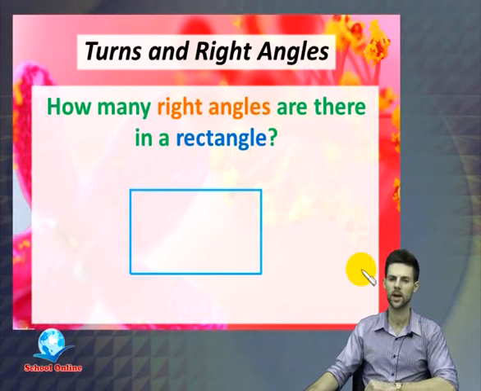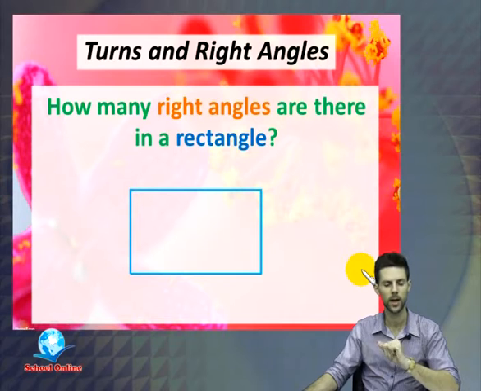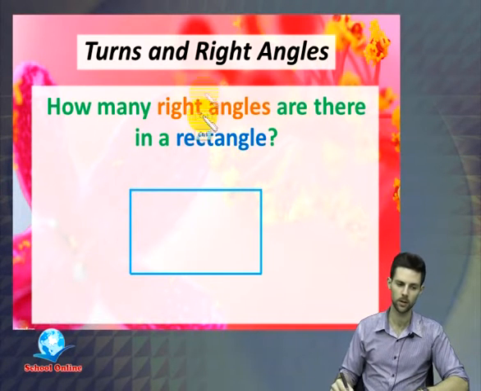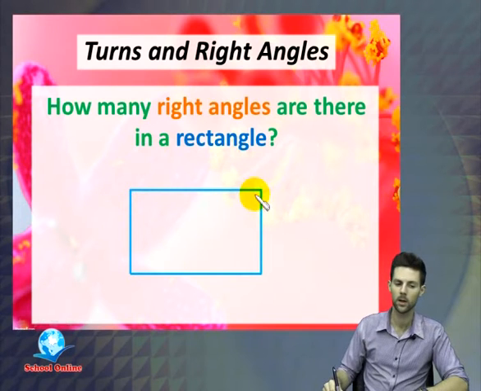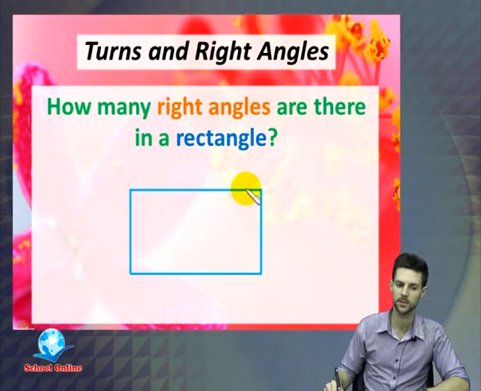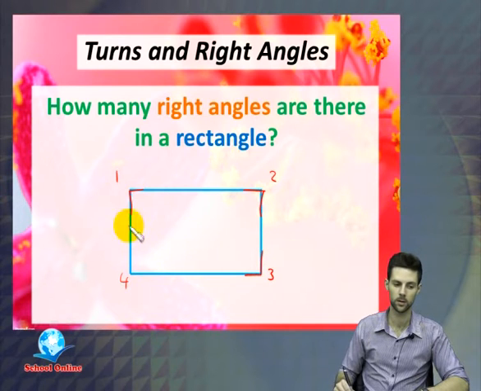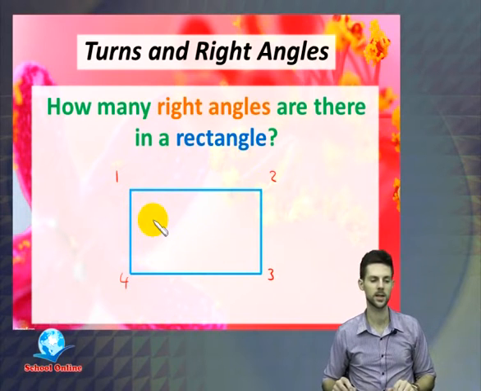How many right angles are there in a rectangle? How many right angles? What do you think? Well, let's have a look. Here is a rectangle, and in the corners we have 4 angles where the lines meet. We have an angle here, an angle here, an angle here, and an angle here. 1, 2, 3, 4 angles. So we have 4 angles in a rectangle.